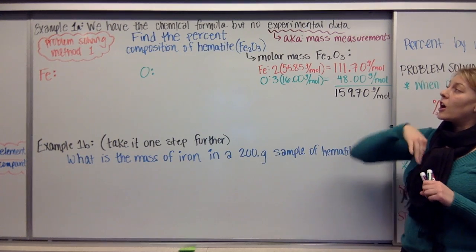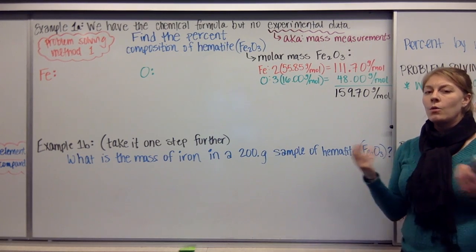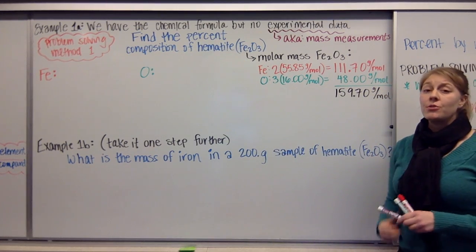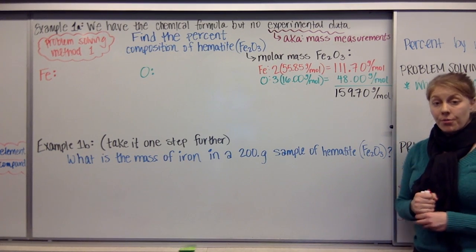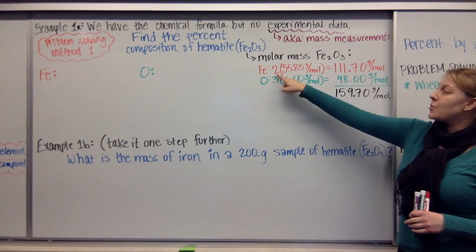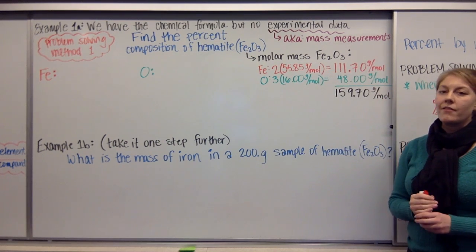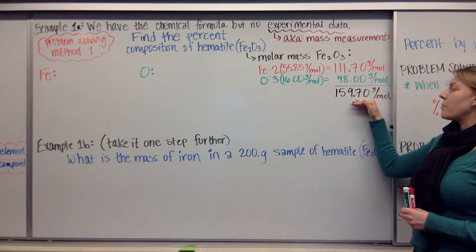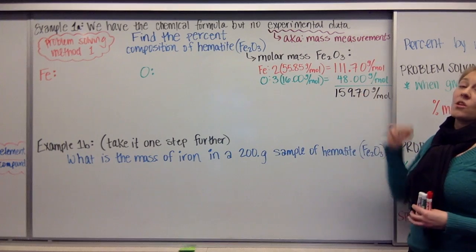In this case, we are given a chemical formula, but no experimental data, so no mass measurements. What do we do? We're going to use the molar mass. Find the percent composition of hematite, which is Fe2O3. In order to do this, we need to first figure out the molar mass of Fe2O3, which I've done here for you because you already know how to do this. We have 2 irons. Each iron has a molar mass of 55.85 grams per mole. We get 111.70 grams per mole. Total for the compound, between the 2 irons and the 3 oxygens, we have a molar mass of 159.70 grams per mole. This is all the information that we need.